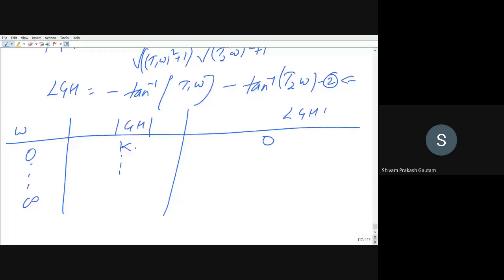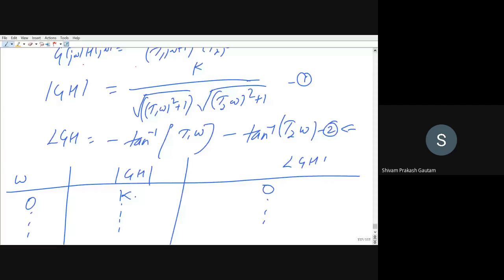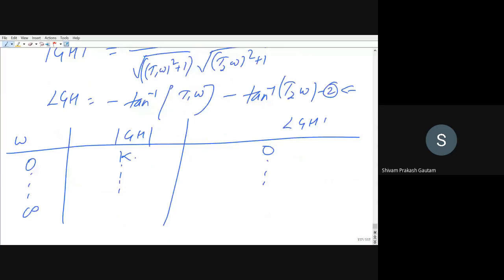Put omega is equal to infinite. If omega is equal to infinite, what will the magnitude be? First tell me the magnitude. If omega is equal to infinite, the magnitude will be 0, and the phase will be minus 180. Okay, so we have drawn this.